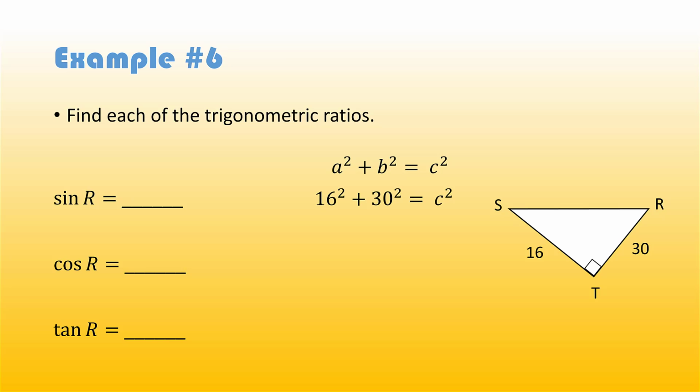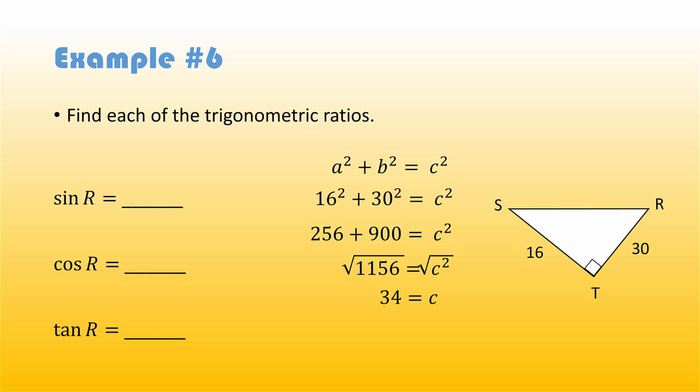16 squared plus 30 squared equals c squared. And now I'm going to go through, square my 16 and 30, add them together. 1,156 equals c squared. We want to solve for c. That means we are going to take the square root of each side. So the square root of 1,156 is 34, and that equals c.